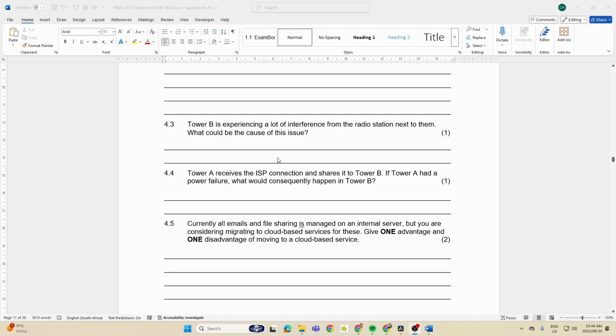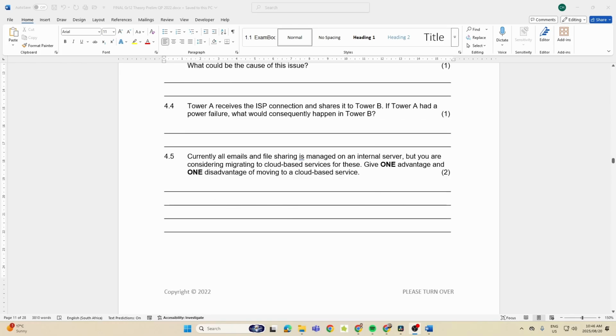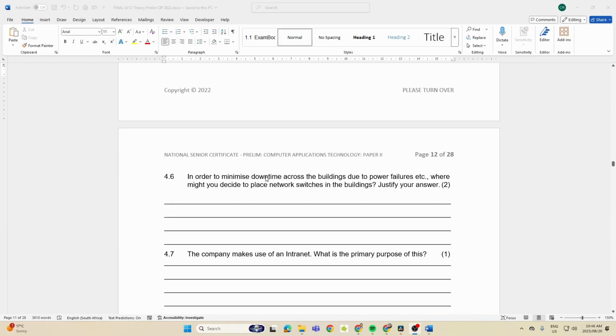All right. Tower A receives the ISP connection and shares it with Tower B. If Tower A had a power failure, well, then Tower B goes down. Okay. Then currently all emails and file sharing is managed on an internal server, but you are considering migrating to cloud-based. What is the advantage? What is the disadvantage? I saw that in a previous paper already.